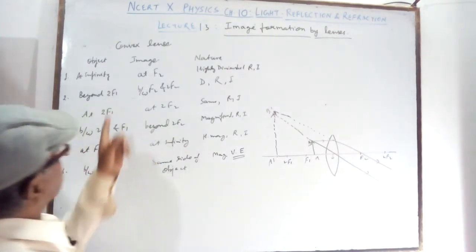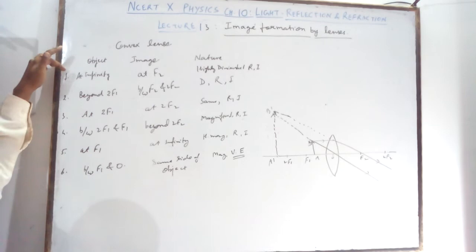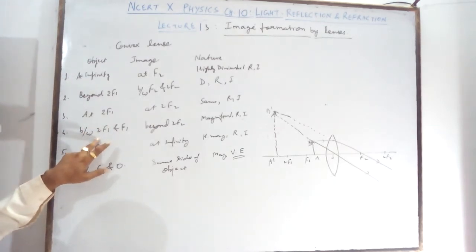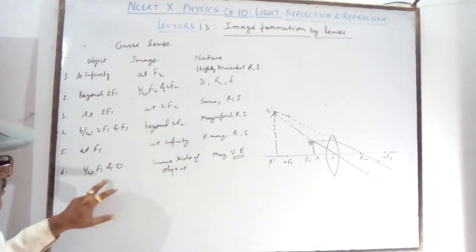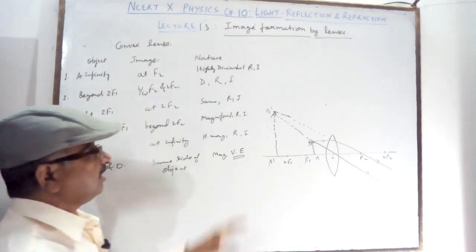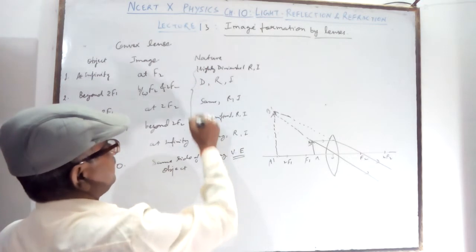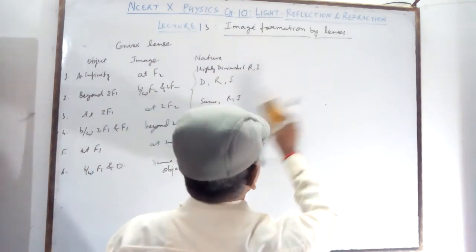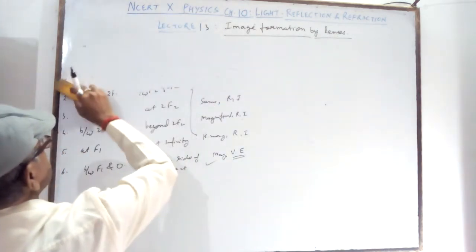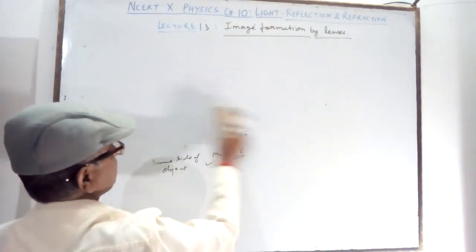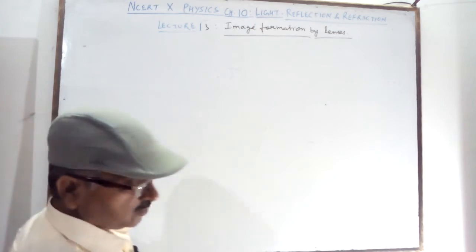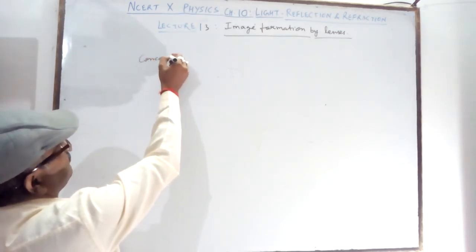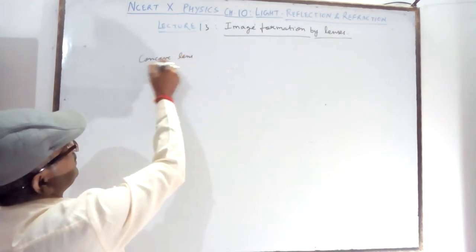In the convex lens, there are 6 conditions. First, at infinity, beyond 2f1, at 2f1, between 2f1 and f1, at f1, and between f1 and optical center. All the cases are real, except one. But in the case of a concave lens, there are only 2 conditions.